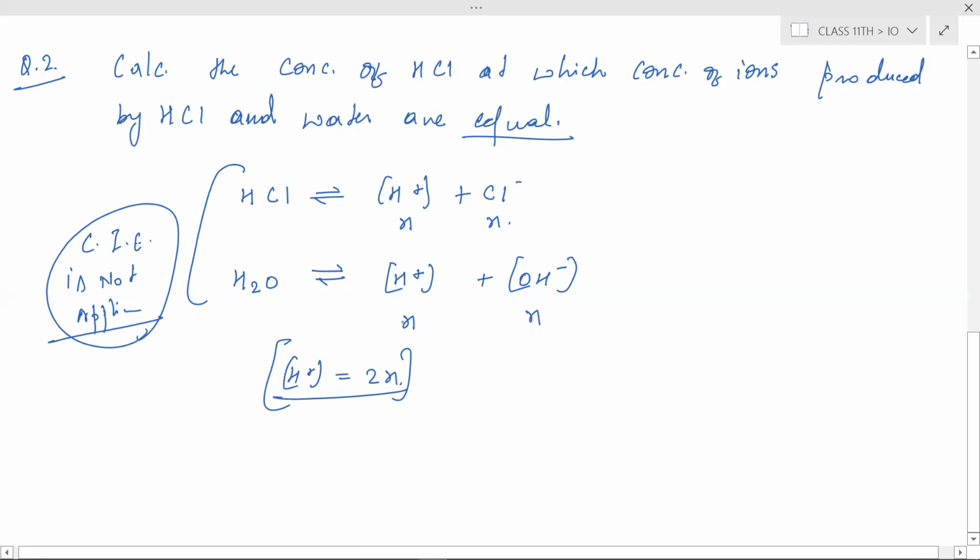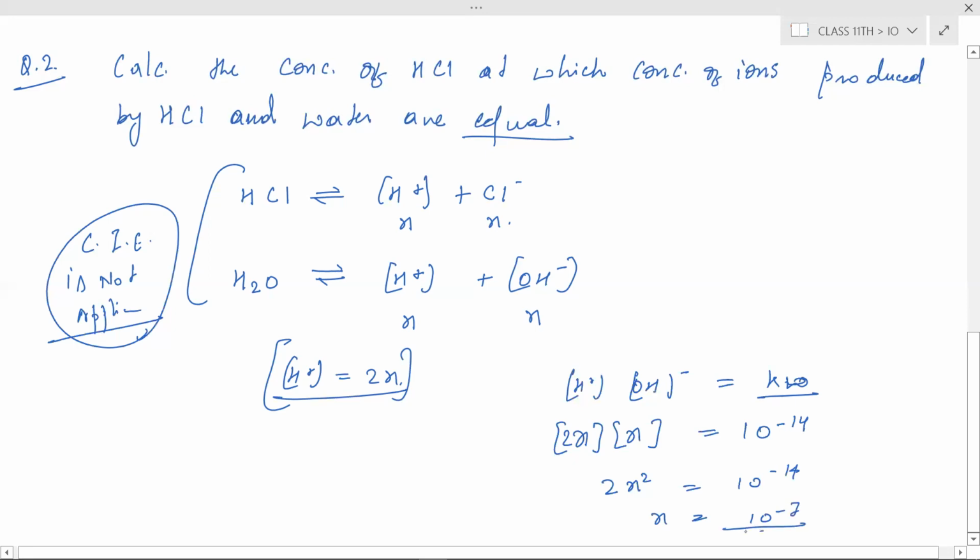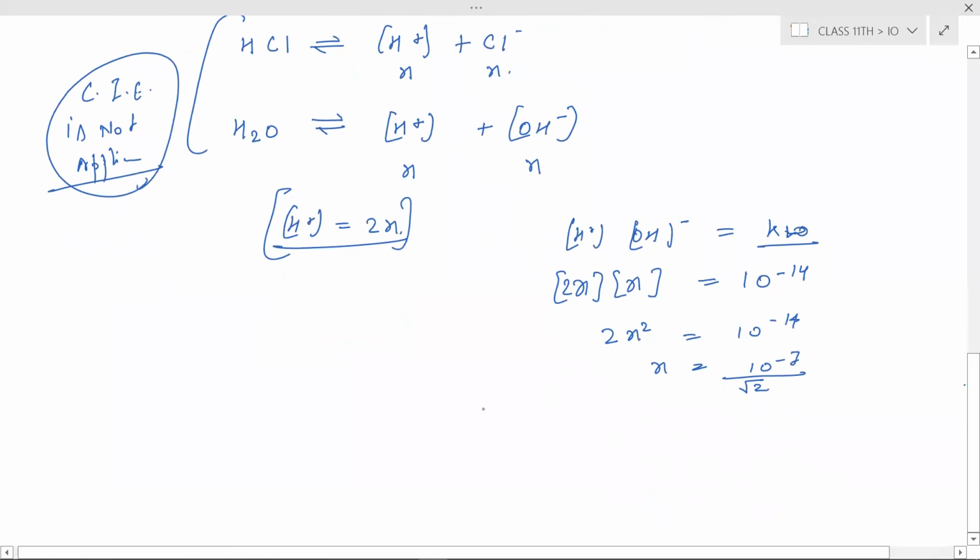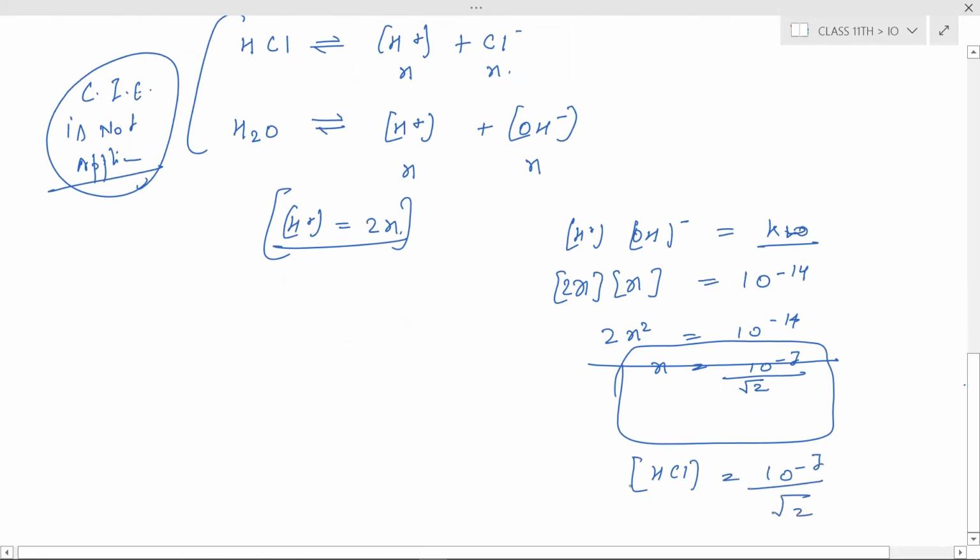Now, in any solution, Kw, the equilibrium constant, is a value which depends on temperature only. It does not depend on the concentration of ions. So what will happen here is the product of the concentration of H plus and OH minus will always be equal to Kw, which is equal to 10 raised to power minus 14 at room temperature. So the product of the concentration of H plus and OH minus will be 2x multiplied by x, equal to 10 raised to power minus 14. This gives you 2x square is equal to 10 raised to power minus 14. X is equal to 10 raised to power minus 7 divided by root of 2. So this is the concentration of H plus ions produced, and this only will be the concentration of HCl, which is 10 raised to power minus 7 divided by root 2.